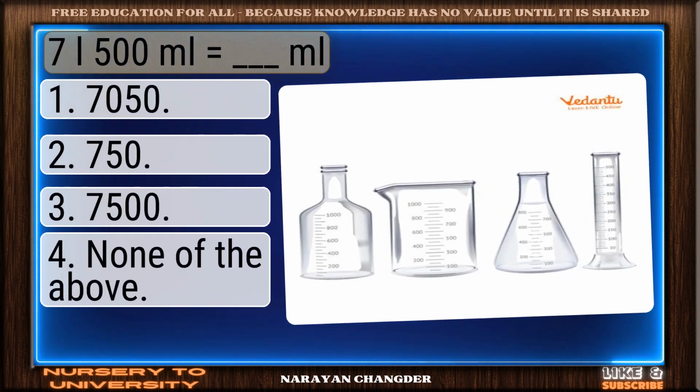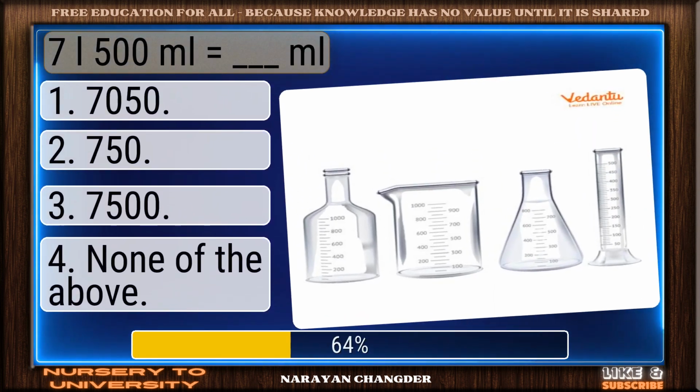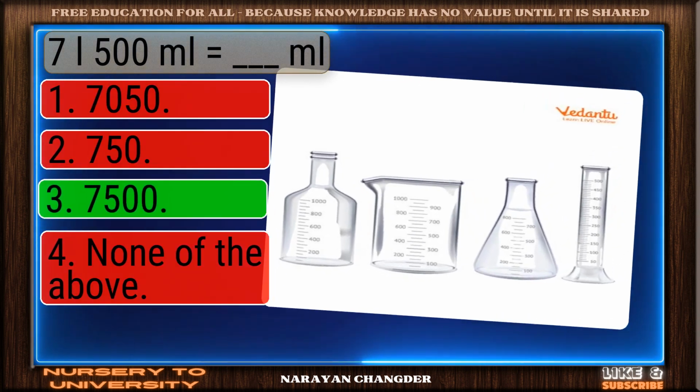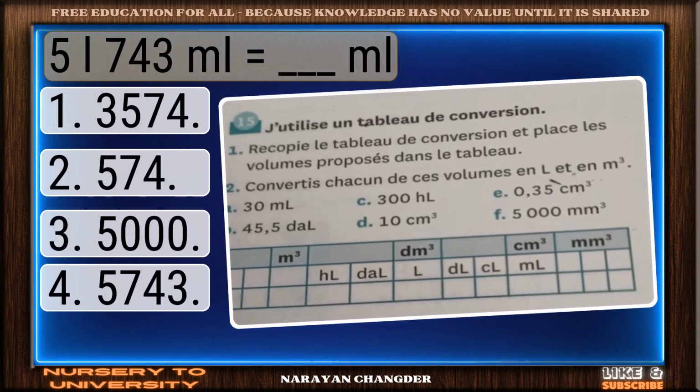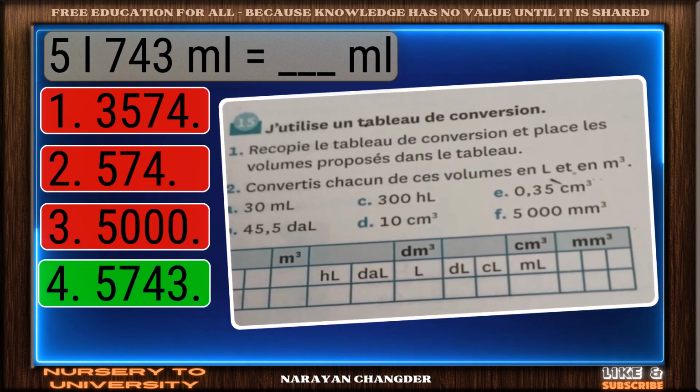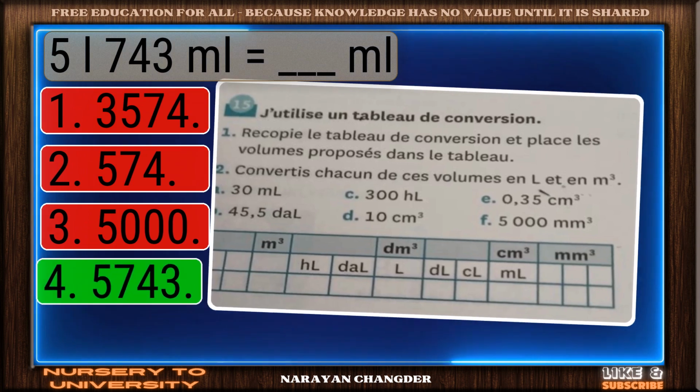7500 ml equal to dash L dash ml. Strong choice. 7500 is the right answer. 5 L 743 ml equal to dash ml. Well done. 5743 is the right choice.